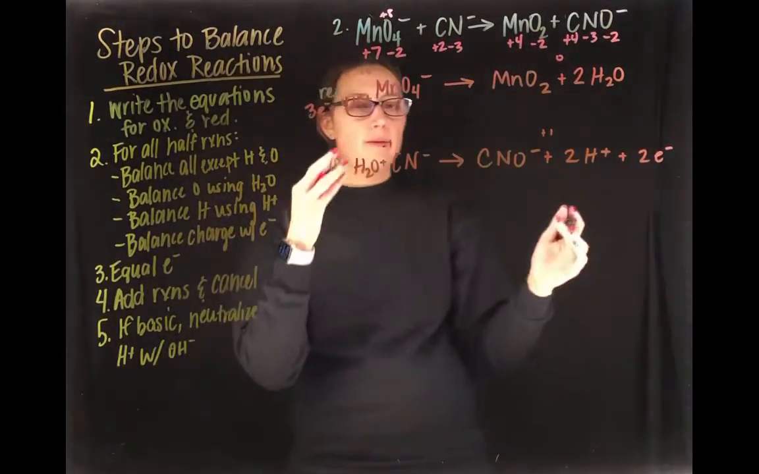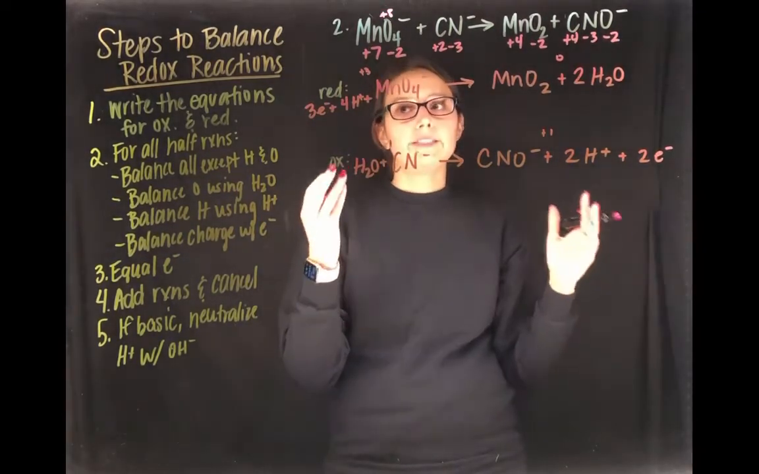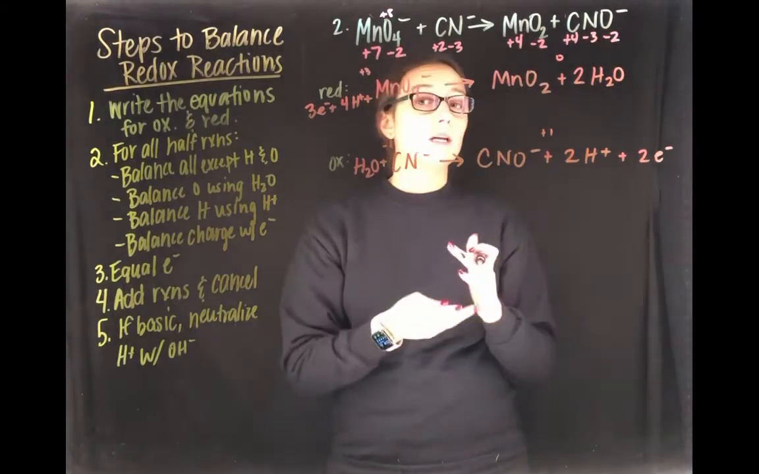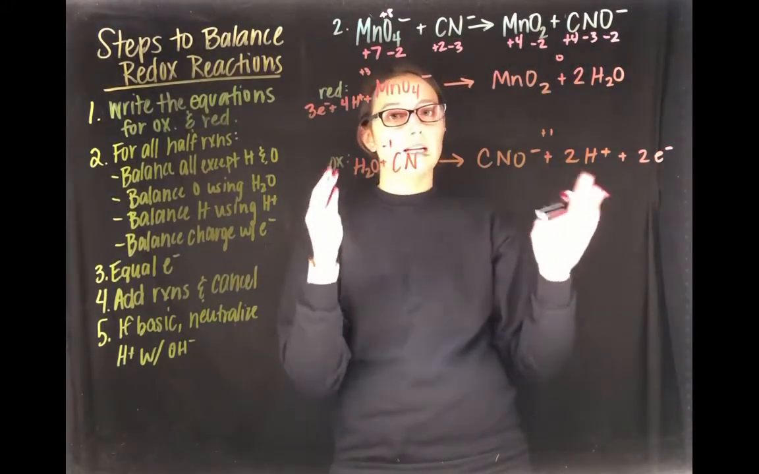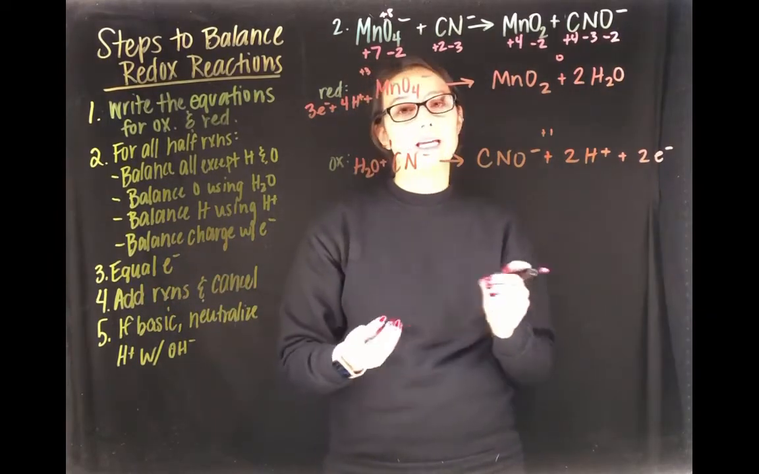Notice how every time I'm adding electrons, I'm always adding them to opposite sides. You always need to make sure that your electrons cancel. If your electrons aren't canceling, something went wrong. So make sure that they're getting added to the opposite sides. And then the next step is to make sure that they equal.